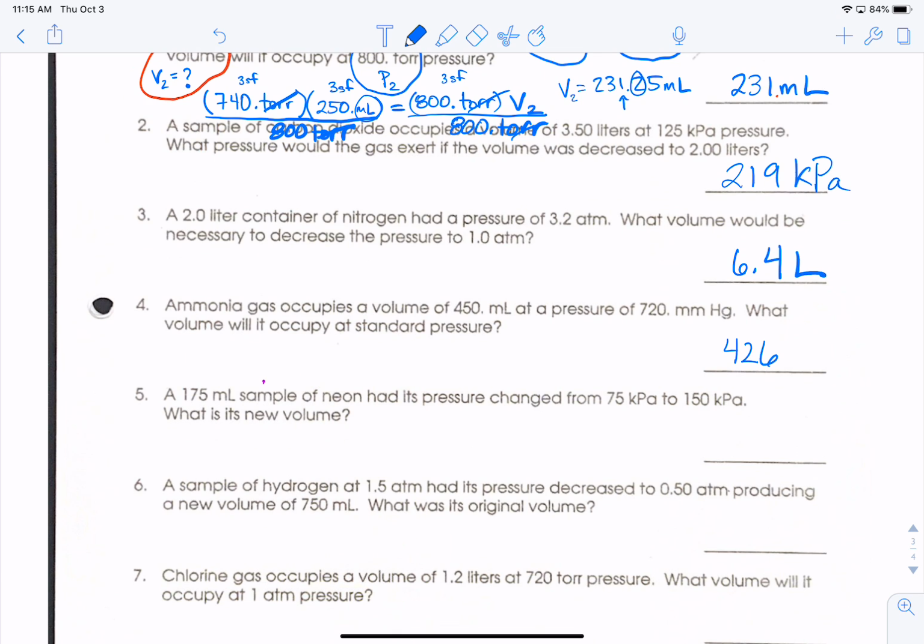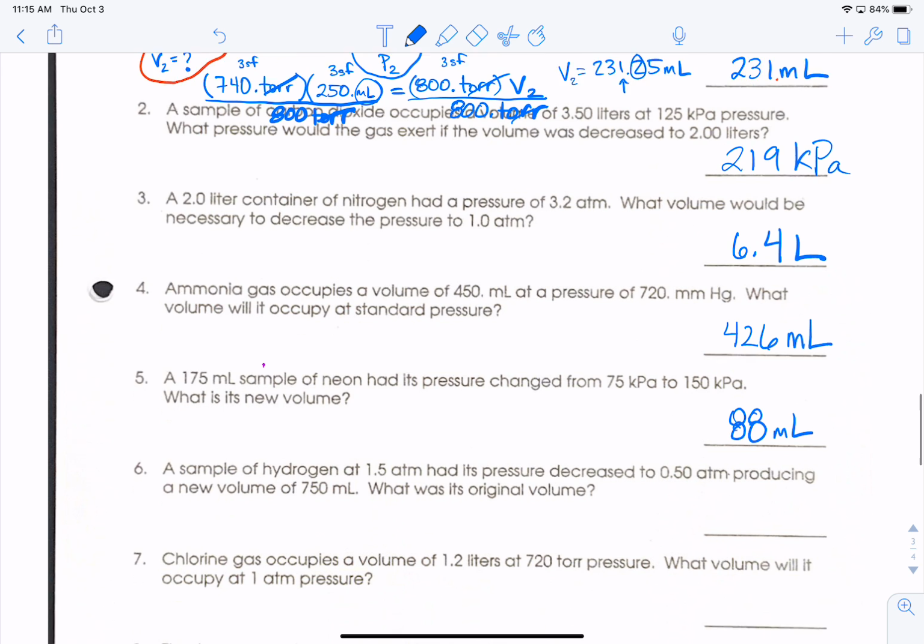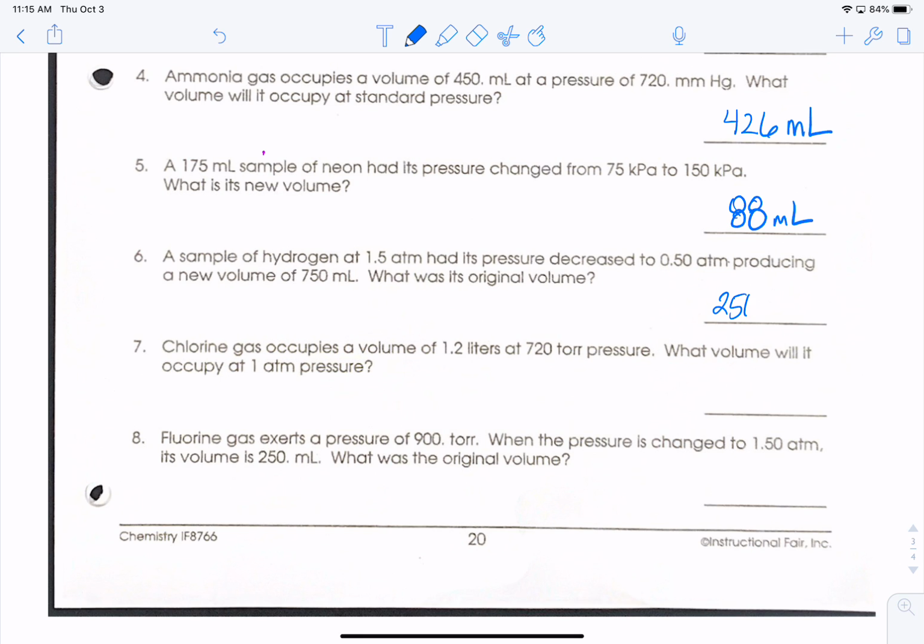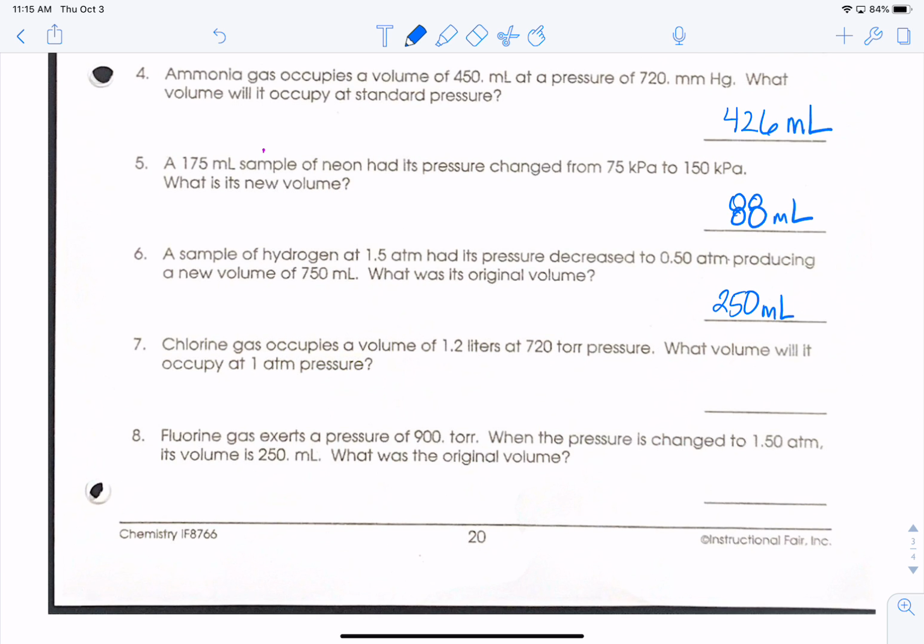426 milliliters, 88 milliliters, 250 milliliters. However, that is supposed to be 2 sig figs. So a better way to write this is 2.5 times 10 squared milliliters. I guess you also could just put a line under the 5 like that if you wanted as well. Then we've got 1.1 liters.